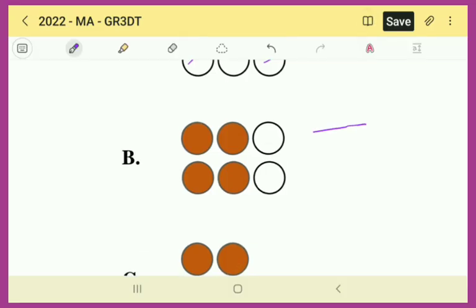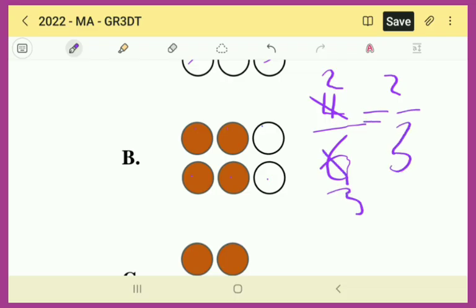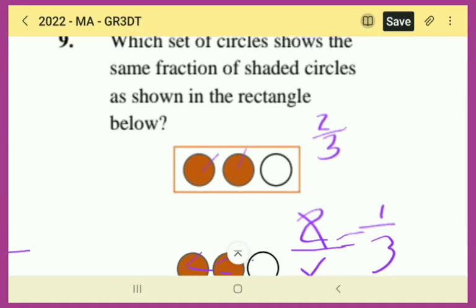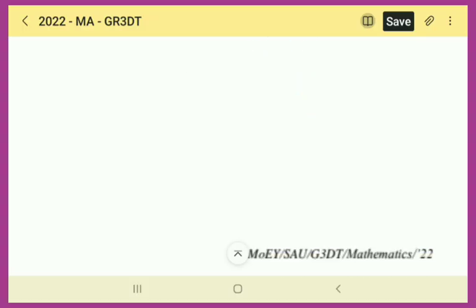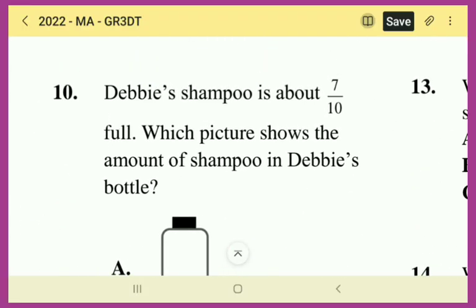At B, we have the same 6. 1 2 3 4 5 6, but this time we have 4 of them shaded. All right, let's do our reducing. Which is the highest common factor for both 4 and 6, meaning which number can go into both of them without leaving a remainder? That number is 2. 2 into 4 goes 2 times. All right, 2 into 6 goes 3 times. We're left with 2 at the top and 3 at the bottom. Do we have a 2/3 here? The answer is yes. So we know the answer is B. No need to worry with C. Let's move on to number 10.